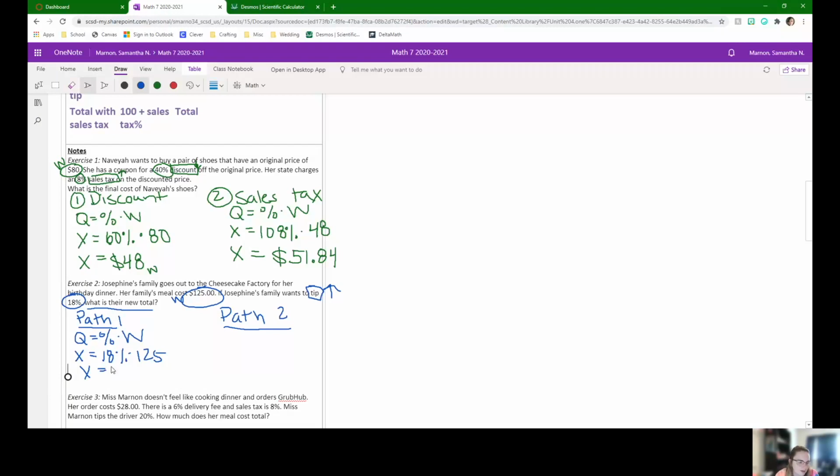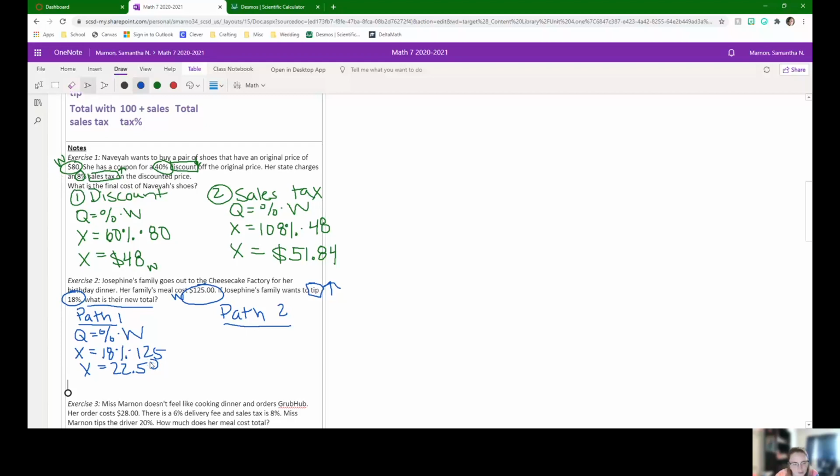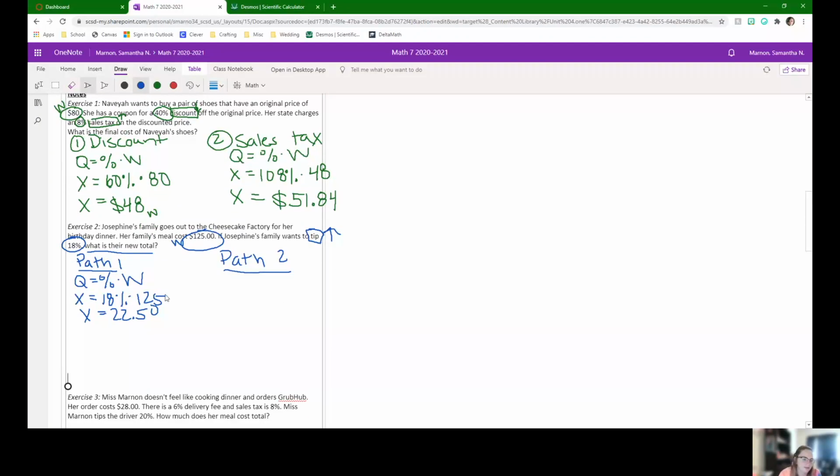So the tip that they would tip would be $22.50. But that's not the total with the tip. So if I wanted the total with the tip, I'd have to add the 125 plus the 22.50, and we would get 147.50 as the total bill. So that's the first way we could do it. So we found the amount of the tip and then we added it on.